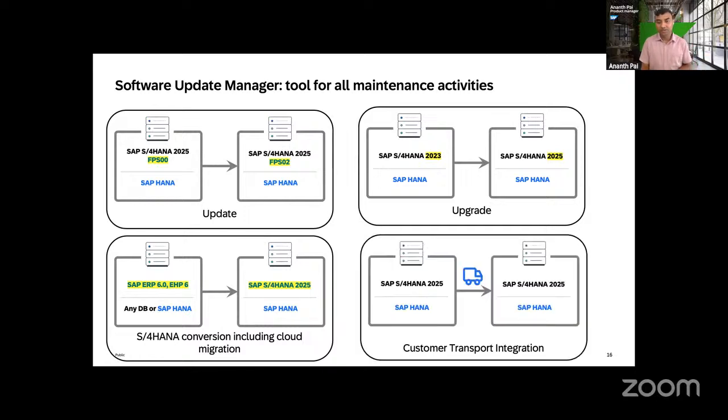The last option available as part of the Software Update Manager tool is you can combine your regular transports as part of the Software Update Manager tool so that it runs like an upgrade or an update scenario, wherein you can reduce the overall business downtime that is required for your standard transport imports. And when I'm saying transport imports, I'm talking about bulk transports.